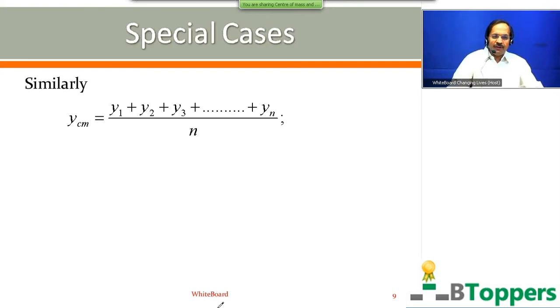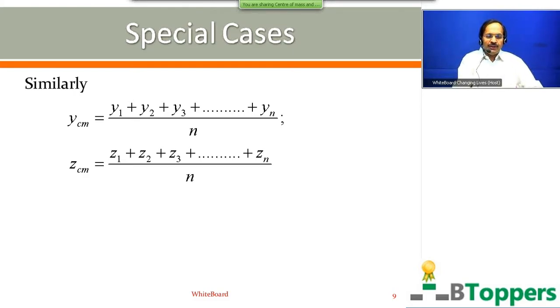Similarly, the y coordinate of the center of mass can be written as y1 plus y2 plus y3 up to yn divided by n, if all the particles of the system have the same mass. And the z coordinate of the center of mass, you can write as z1 plus z2 plus z3 up to zn divided by n. That is, the z coordinate of the center of mass is the arithmetic mean of all z coordinates of n particles. Come on, finish copying this.